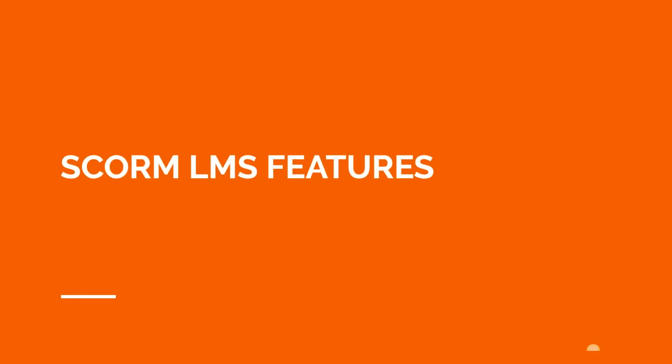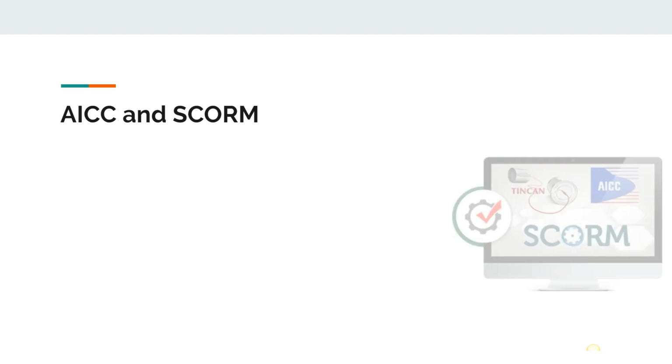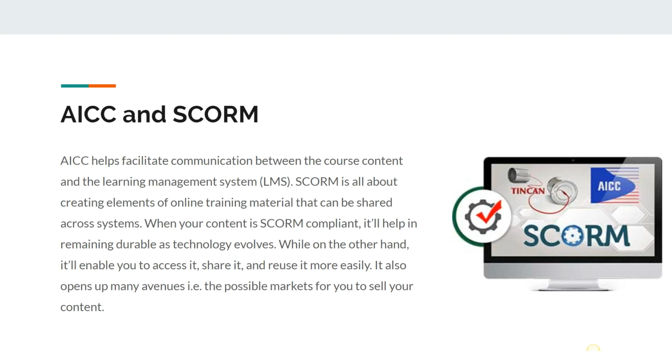Let's quickly understand the features of a SCORM compliant LMS. AICC and SCORM. AICC helps facilitate communication between the course content and the learning management system. SCORM is all about creating elements of online training material that can be shared across systems. When your content is SCORM compliant, it'll help in remaining durable as technology evolves. While on the other hand, it'll enable you to access it, share it, and reuse it more easily. It'll also open up many avenues, that is, the possible markets for you to sell your content.